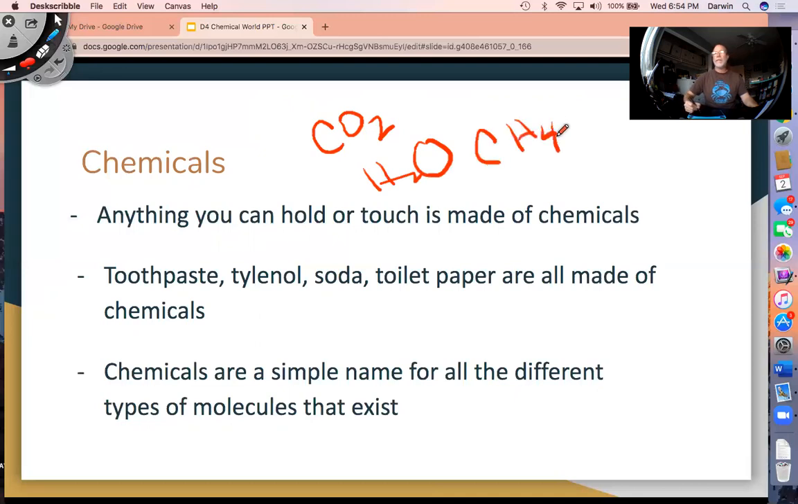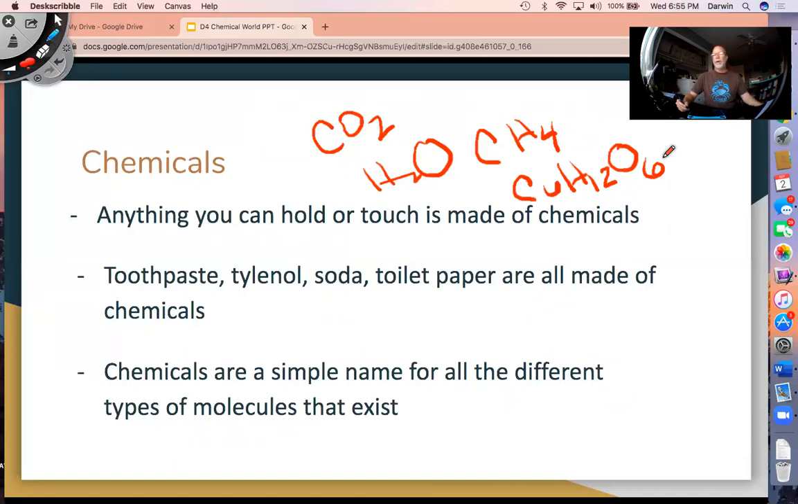Methane, that's stuff that comes out when you do a fart or a pedito. And then anything else. I think we talked about sugar, C6H12O6. All of those are chemicals. They all are matter. They have space and they have mass. Some other examples would be toothpaste, Tylenol, soda, toilet paper. All of those are made up of chemicals.